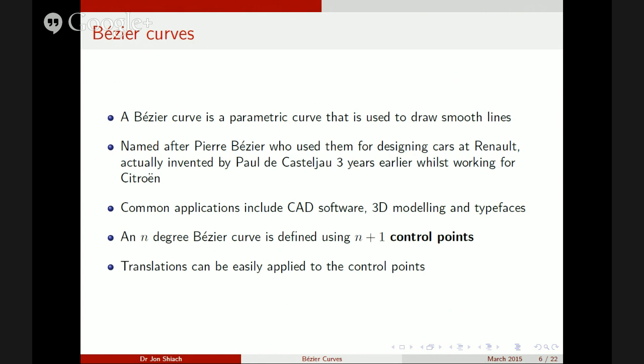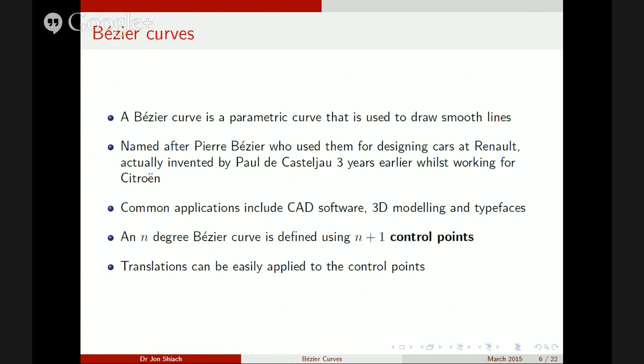Okay, so what is a Bezier curve? It's a parametric curve that is used to draw smooth lines. Okay, so far most of the graphics we've been looking at have all involved sort of polygons or straight lines. That's all very well and good, but the real world isn't all straight lines. So we need a method to draw smooth curves. And that's what Bezier curves give us.